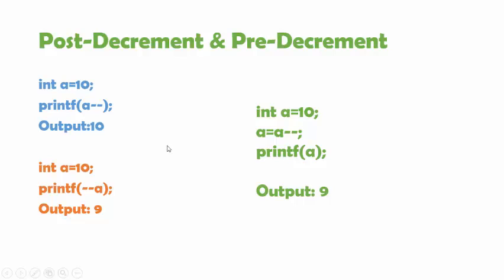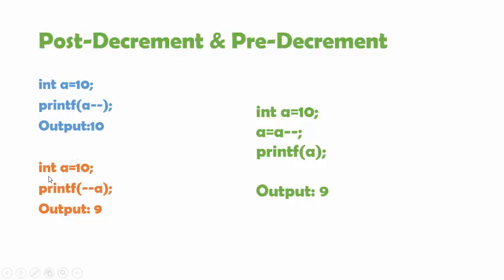Now similar to this is the decrement concept, post-decrement and pre-decrement. Post means after, pre means previous. So here the same example, the value of a is 10, printf a minus minus, that is we have decremented the value of a by 1, that is post, that's why the value of a is taken as it is, which is 10. In this case when we use printf again, at that point it gives the result 9.